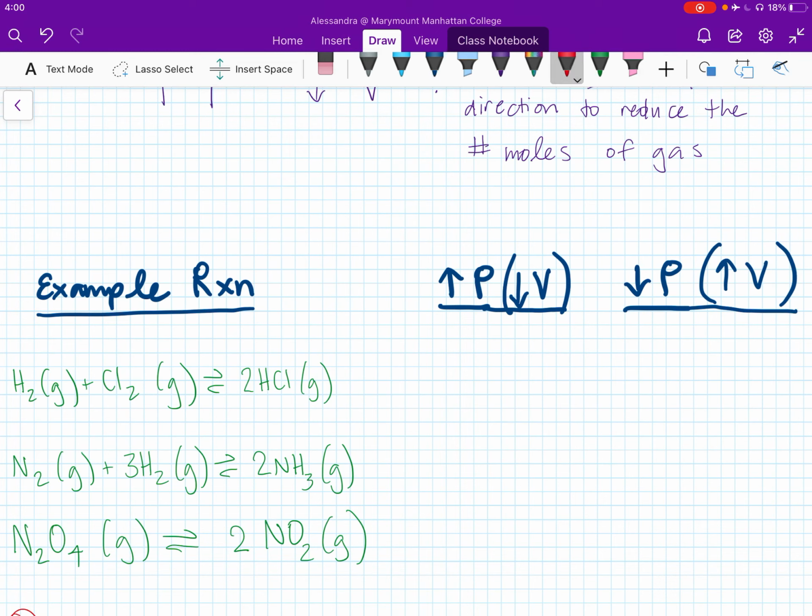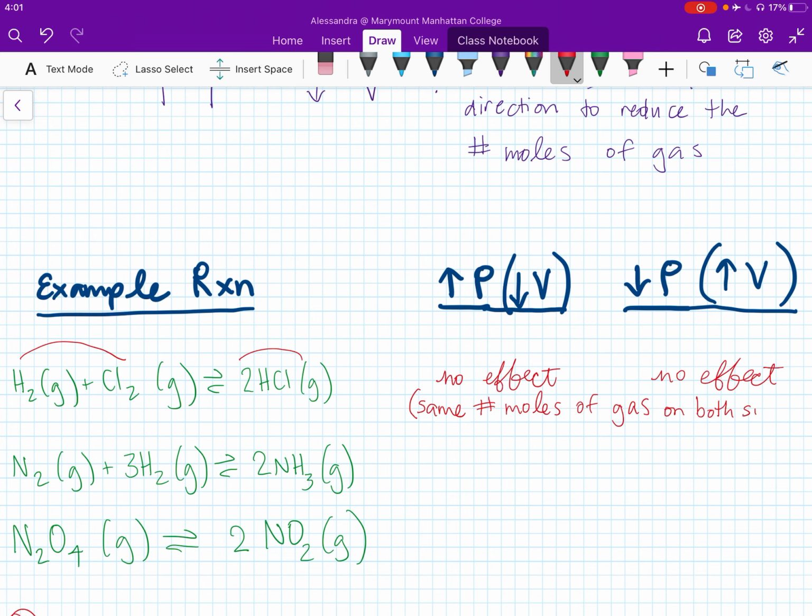Now, in the first case, you would have absolutely no effect on the equilibrium of the reaction by doing pressure or volume changes. And the reason is that, look, you have 2 total moles of gas on the left and 2 total moles of gas on the right. So if you have the same number of moles of gas on both sides, that means that there's going to be no effect on the equilibrium from pressure or volume changes. So same number of moles of gas on both sides of the reaction.